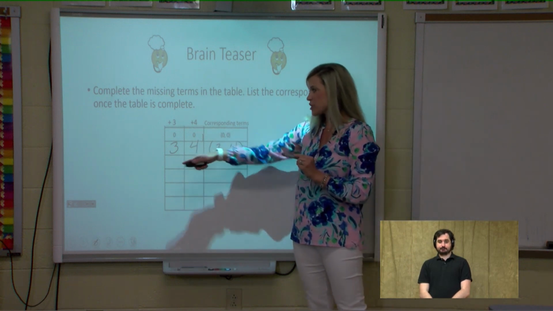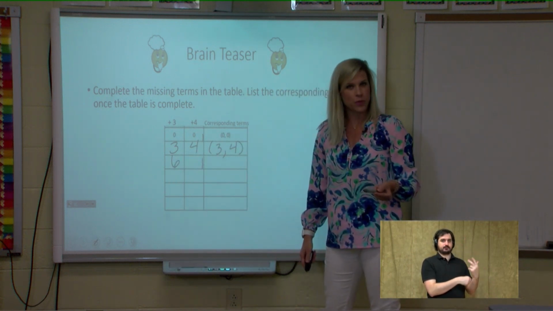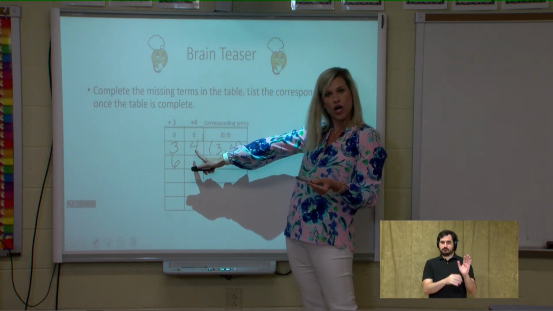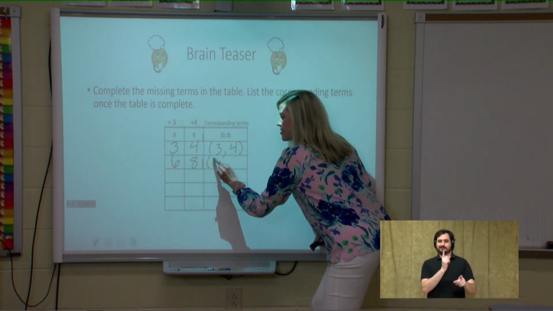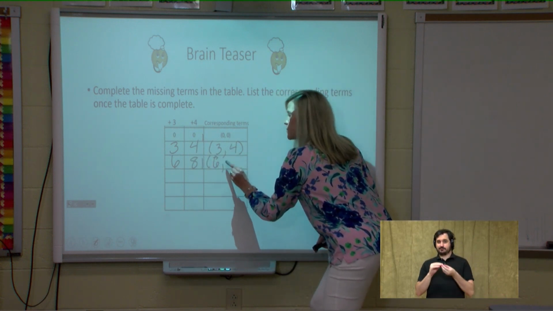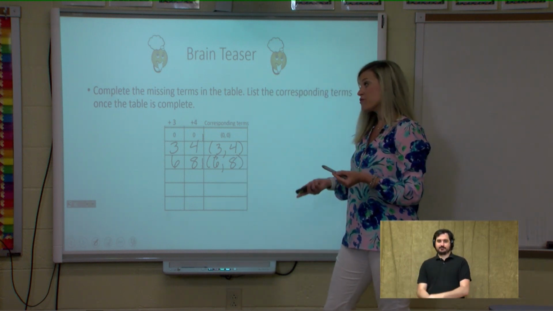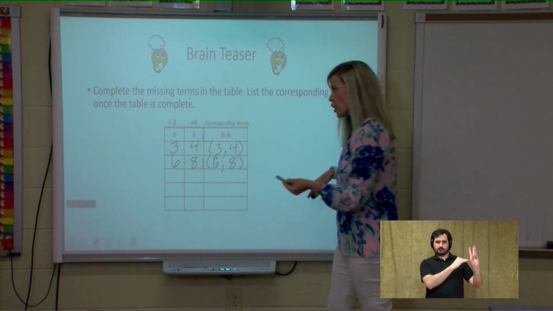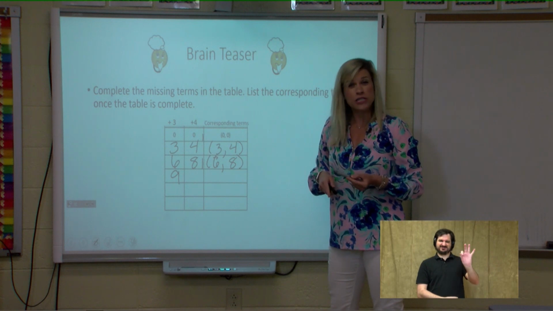My next term here would be 6 because I'm adding 3. For this one, I'm adding 4 each time. So what is 4 and 4? Yeah, it's 8. And so these corresponding terms would be 6 and 8. After 3, 6, what would be the next term in the table? Yeah, it'd be 9. Are you starting to see a pattern?